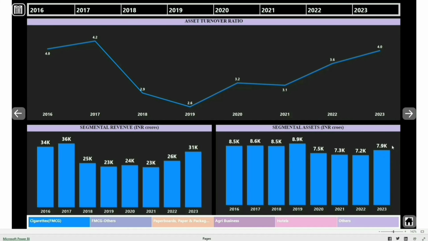There happens to be roughly 8,000 worth of asset, which is actually helping you make 32,000 worth of revenue, right? Which means 4 times. Here you can see 4 times. So this is what the asset turnover ratio represents. This also means that the cigarette business happens to be a very asset light business.